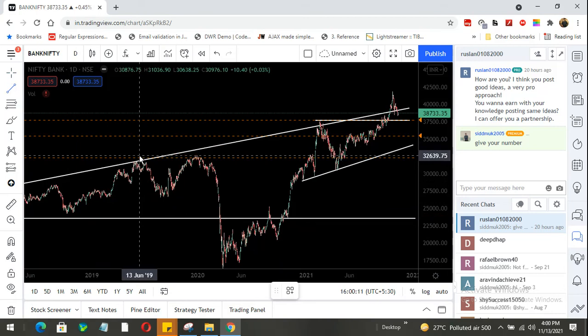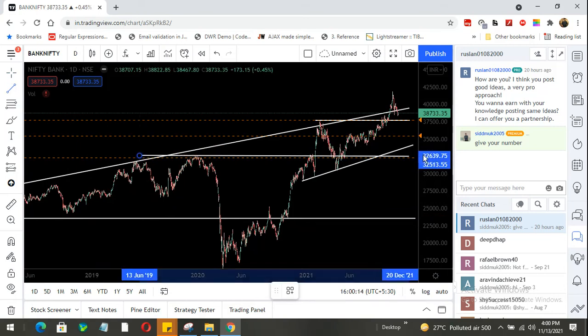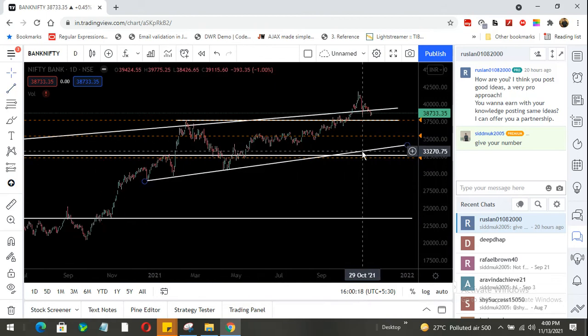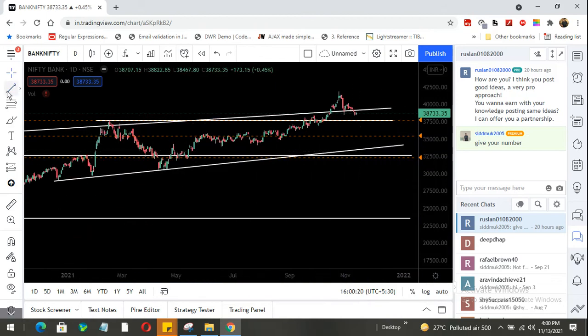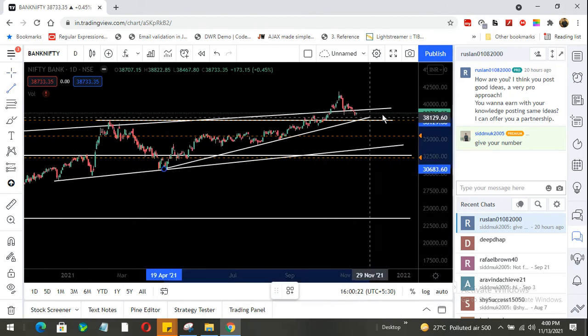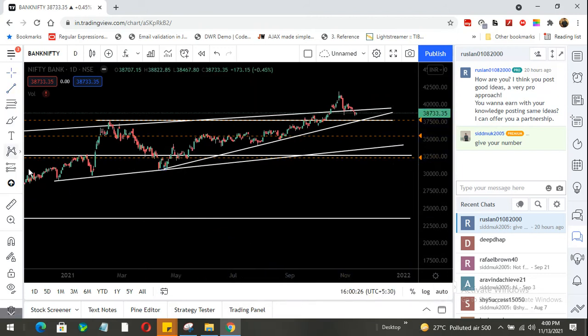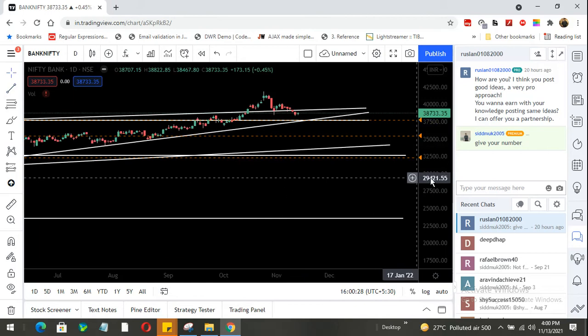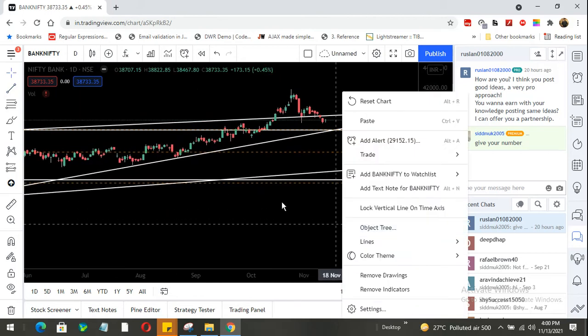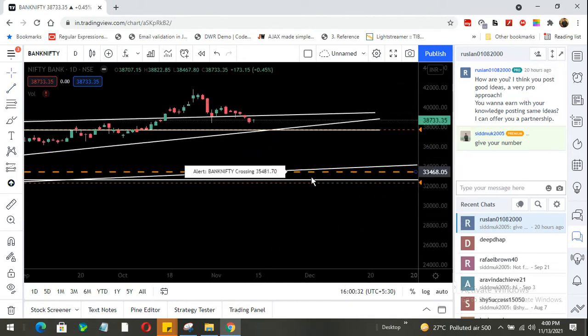So you have to first draw all the daily trend lines. You have to make them yourself, no one will help you. You have to identify where the support and resistance are. Those support and resistance areas you have to draw, and the drawing should be clear and cut, and everything should be displayed.